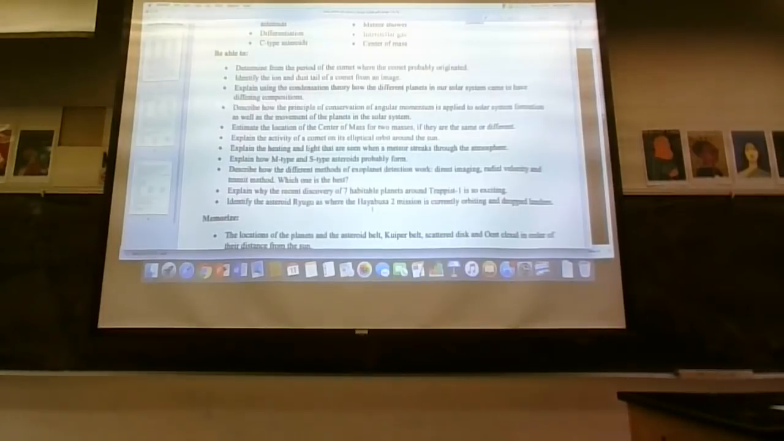Determine the period of the comet where it came from. We just mentioned short period, long period, right? The time is 200 years. Short period, less than 200 years, came from the Kuiper Belt. Greater than 200 years, we're going to say it came from the Oort cloud, but it actually could be scattered disk, but anyways, don't worry about that.